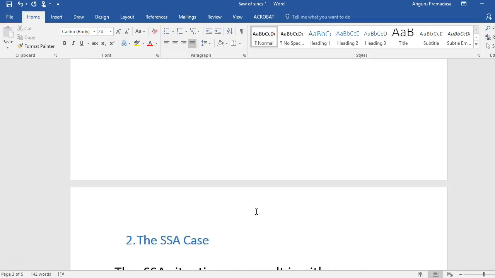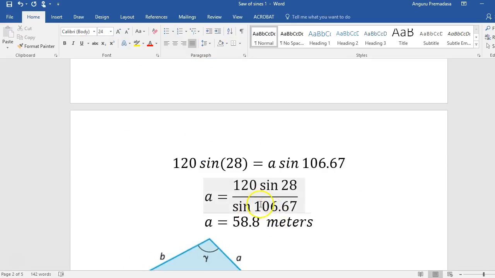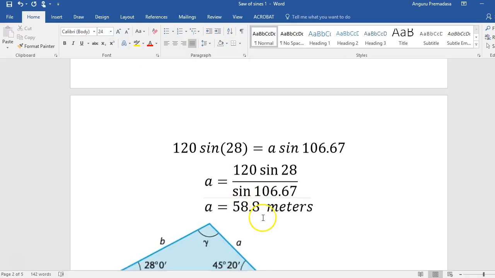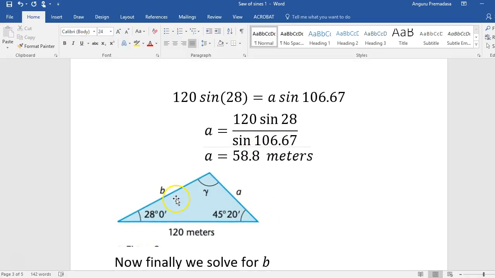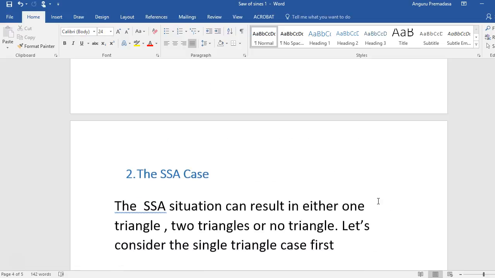So B is equal to 89.1. A is equal to 58.8. Okay, so now we pretty much have the triangle. We have B, we have A, we have gamma. So we have the entire triangle, and we have solved the triangle.